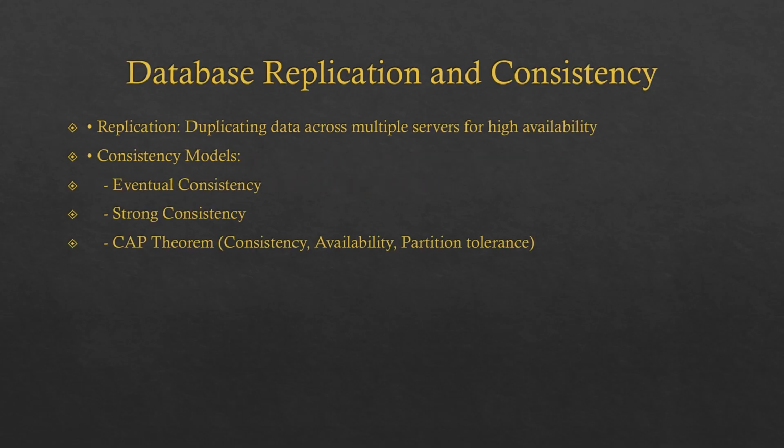Data replication is a key strategy for ensuring high availability and fault tolerance. By duplicating data across multiple servers, we ensure the system remains operational even if one server fails. About consistency, we have models like eventual consistency, strong consistency, and the CAP theorem, which addresses trade-offs between consistency, availability, and partition tolerance.